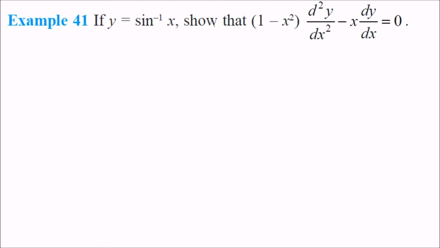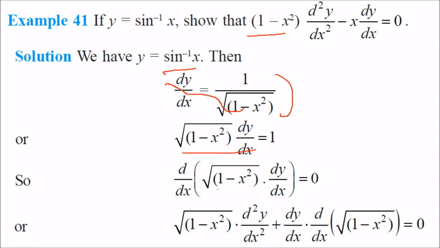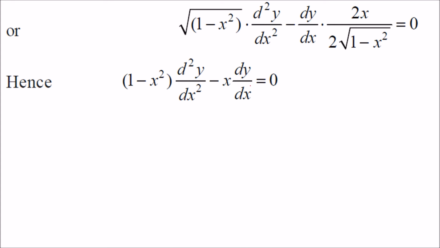y is equal to sin inverse x. Show that this is equal to 0. So dy by dx of sin inverse x is 1 by under root 1 minus x square. Take this under root 1 minus x square here. And now differentiate this. When you differentiate this, you can differentiate it using what rule? Leibniz rule. That is, first take this out, d2y by dx2, then take this out, d2y by dx2, this one. And when you rearrange it, you see that it becomes actually equal to what is being sought.